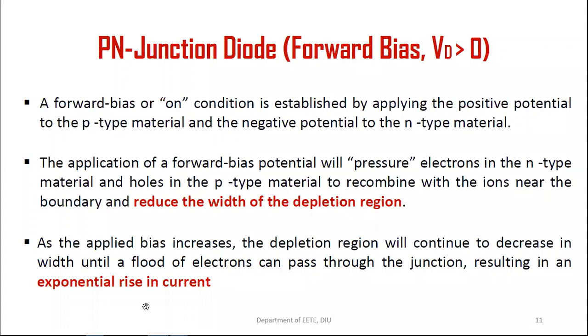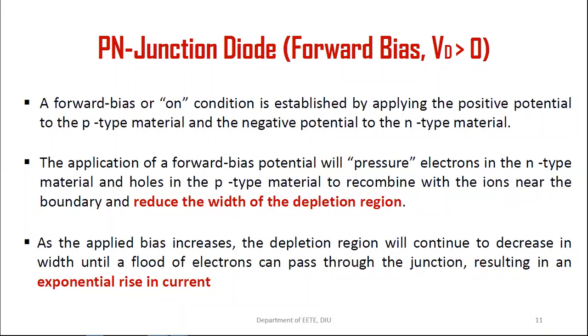So when the bias voltage or the forward voltage or the applied voltage is 0.7, there will be a huge amount of current, that is called exponential rise of current. We'll see the characteristic curves.